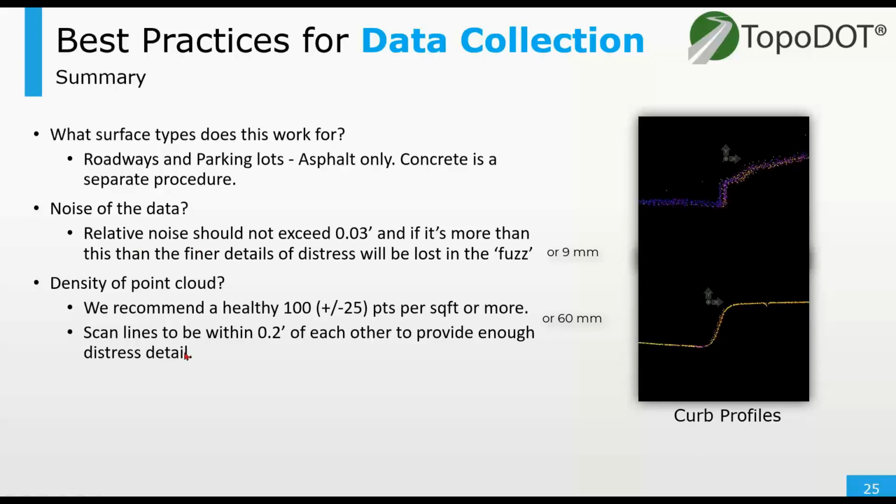As for densities, we're going to recommend 100 points per square foot, and we don't want our scan lines to be separated more than 2/10 from each other. And the idea is we just want to make sure that we're getting enough density to cover the entire distress item so that we can really get a good idea of what it is. I have seen distress pulled out from 50 points per square foot, but it just depends. We just recommend 100.